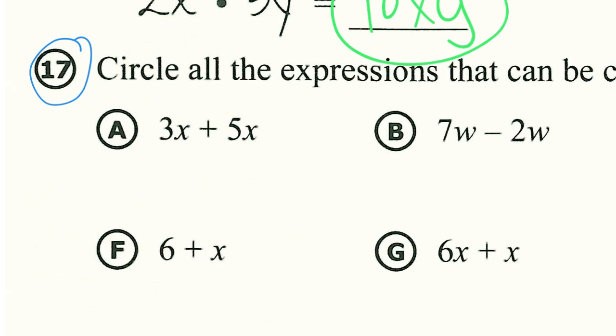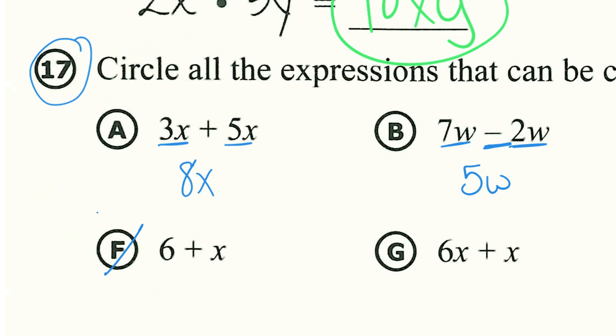In number 17, let's focus on the ones here on the screen first. We're going to look at which ones have like terms that can be combined. So a has 3x and 5x. They have the same variable, so they can be combined into 8x. B has 7w and negative 2w, those can be combined, and that would be 5w, because 7 minus 2 would be 5.